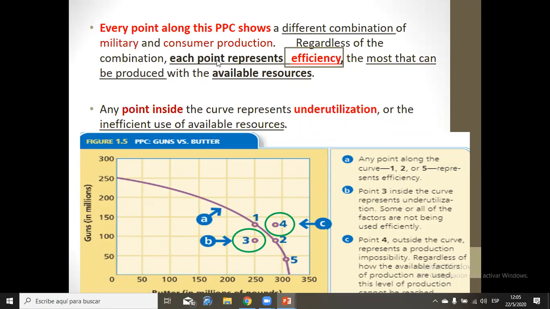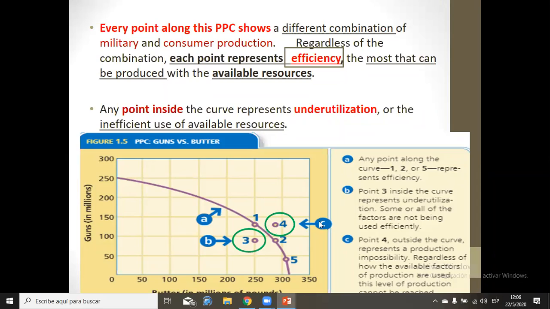Regardless of the combination, each point represents efficiency. Any point on this line means efficiency, the most that can be produced with the available resources. Now, any point under the curve represents underutilization or inefficiency. Any point under this line, over here, over here, over here. Now, number 3 is inefficient, like it says over here in this document. Any points along 1, 2, or 5 represent efficiency.